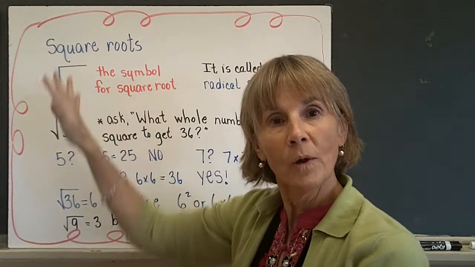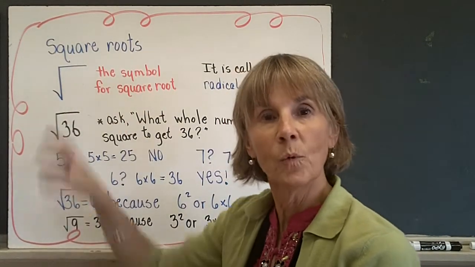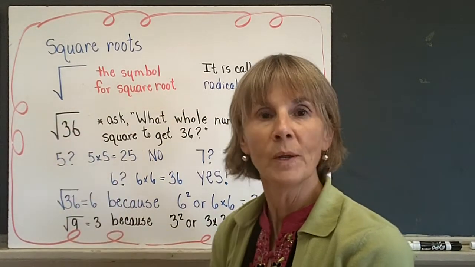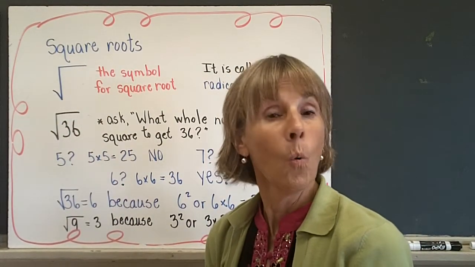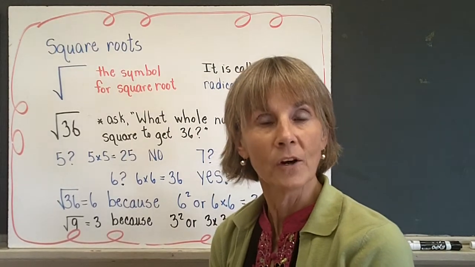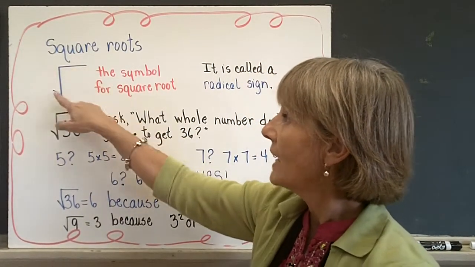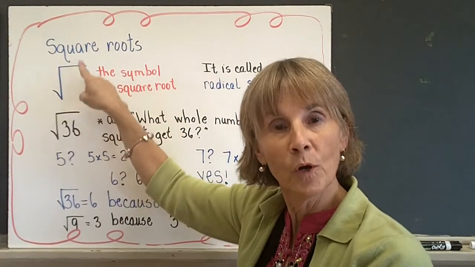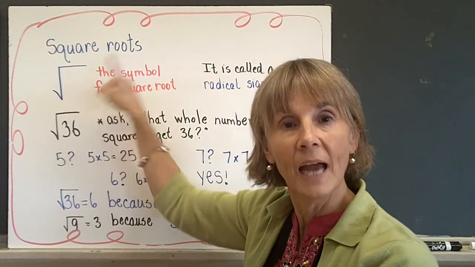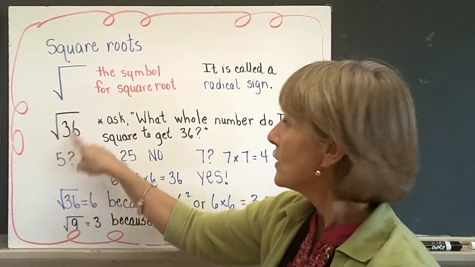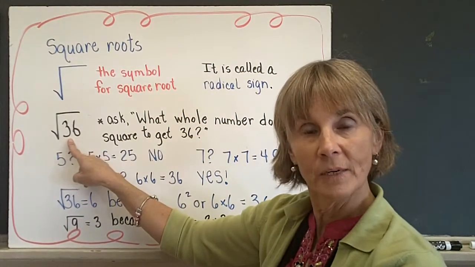Square roots are when we go in the opposite direction. We take the perfect square and determine what number do we multiply by itself, or what number do we square to get the perfect square. This is the sign that means to find the square root of the number that's on the inside. It's called a radical sign. So this says the square root is of 36.